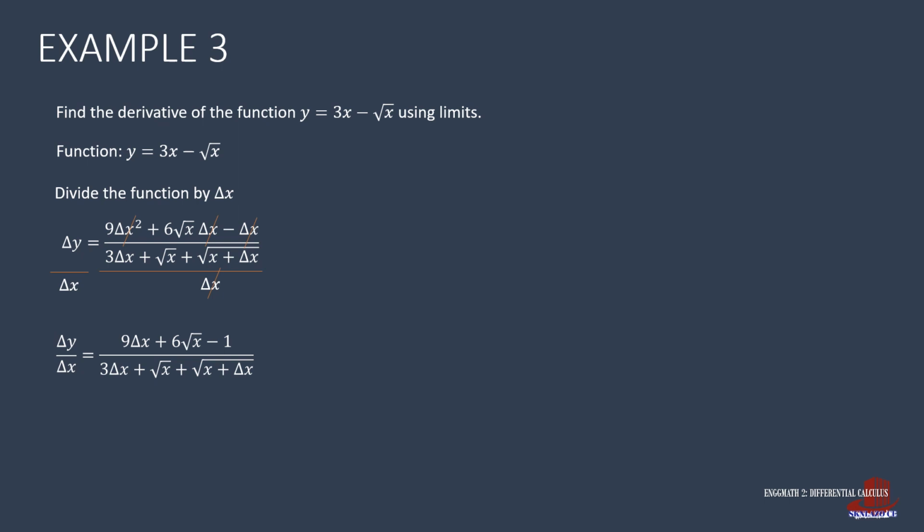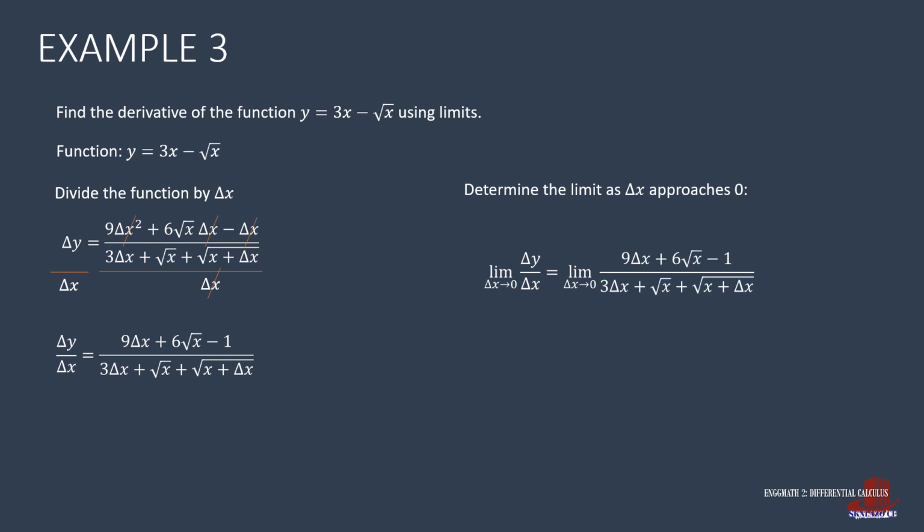With the function already simplified, move to the last step of finding the limit when delta x approaches 0. This step zeroes out the remaining delta x's from the function, reducing it to dy over dx as 6 root of x minus 1 all over 2 root of x, which can be further reduced to 3 minus 1 over 2 root of x.